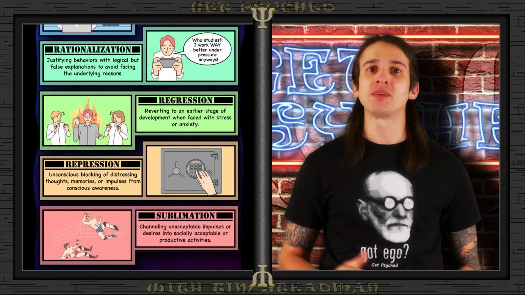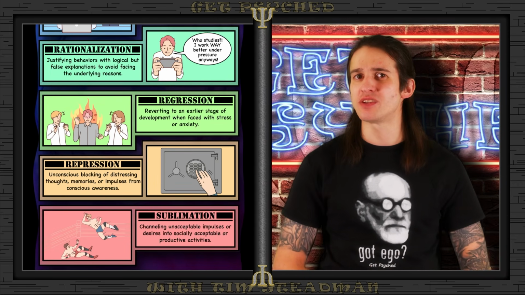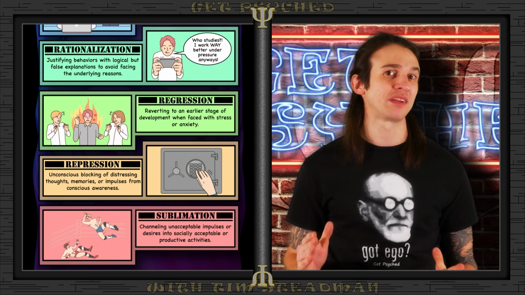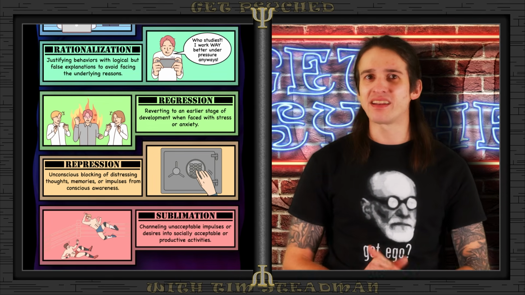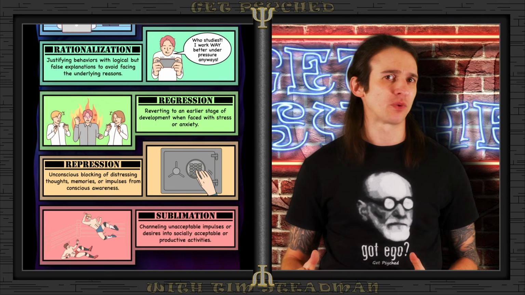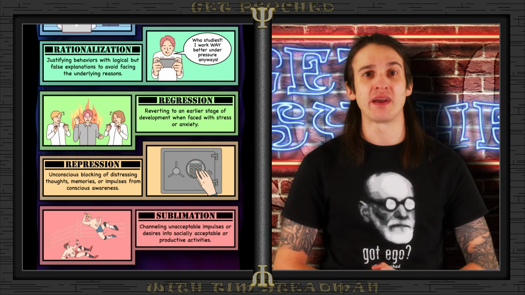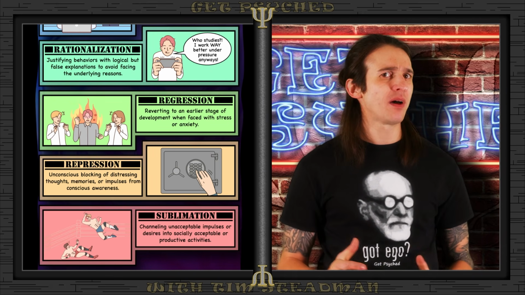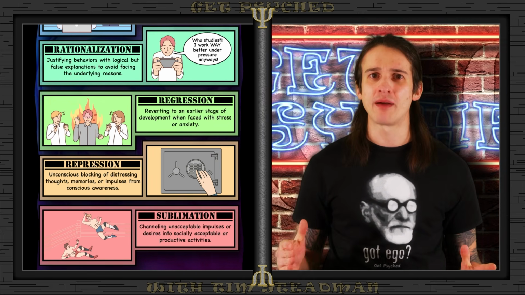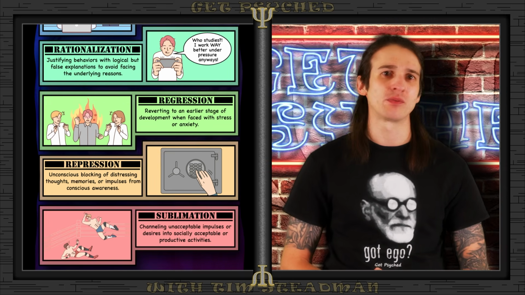And finally, sublimation is turning negative urges into something productive or socially acceptable. For example, channeling anger into playing sports or writing music. Freud believed these defense mechanisms help us cope, but overusing them can lead to problems because you're not really addressing the root issue.